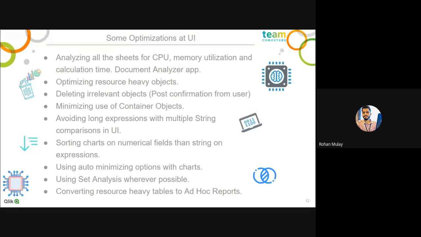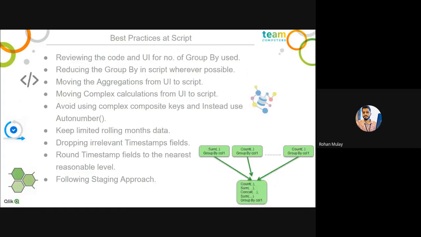Then we have to use set analysis wherever possible, and convert resource heavy objects into ad hoc reports. Ad hoc reports basically give users the option to select which dimensions or which measures they want to see. The user will select those dimensions and measures, and only then will the chart get populated. So instead of populating the entire chart together, we give the user an option to select the dimensions and measures. These are some of the optimizations at UI level. Similarly, we have various optimizations at script level.